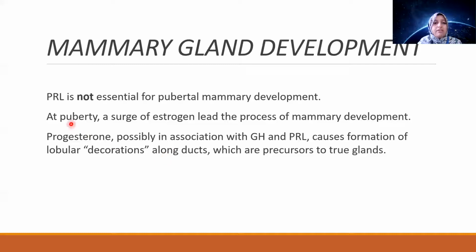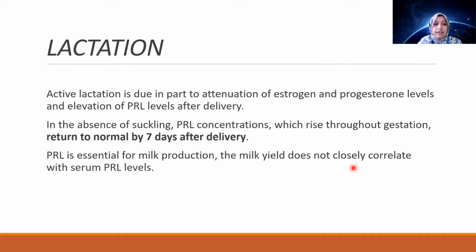mammary gland development. Prolactin is not essential for the pubertal mammary development. Okay, at puberty, a surge of estrogen will lead the process of mammary development. At the time of puberty, prolactin is not required, but progesterone, possibly in association with growth hormone and prolactin, then causes the formation of the lobular decorations along the ducts, which are the precursors to the glands, the mature forms of the mammary gland. Then the process of lactation.